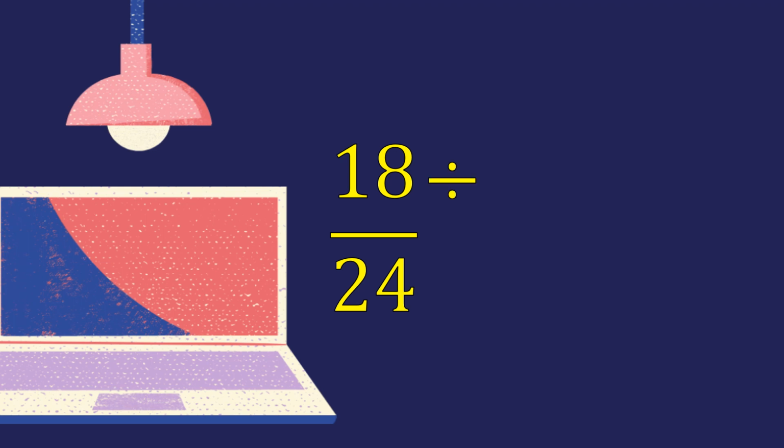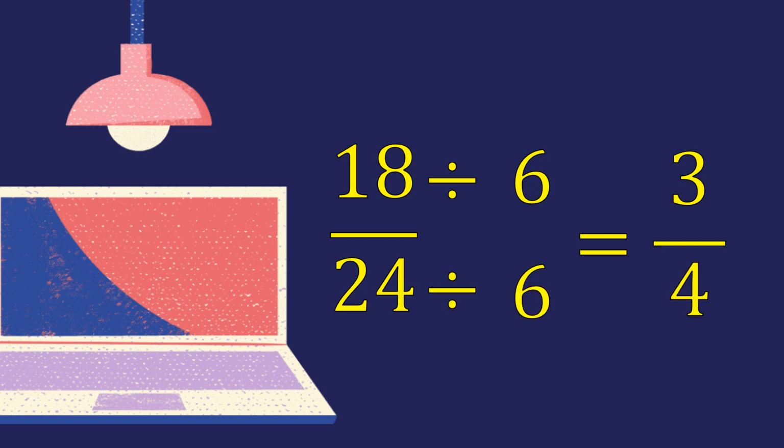For our last example, we have 18 over 24. The greatest common factor of 18 and 24 is 6. So 18 divided by 6 is equal to 3. 24 divided by 6 is equal to 4. So the simplified form of 18 over 24 is 3 over 4.